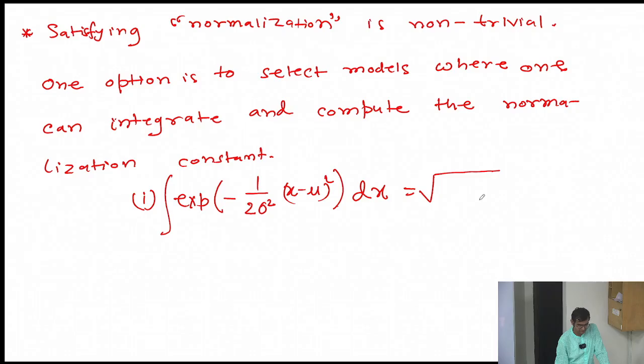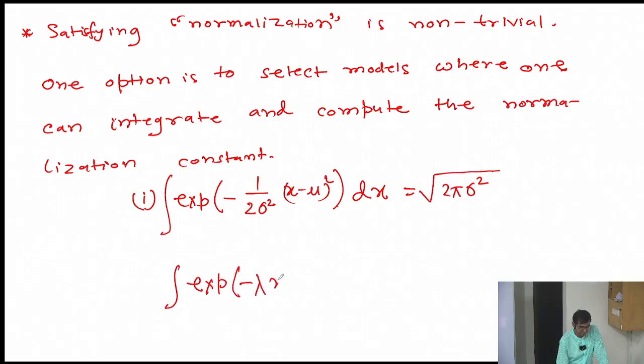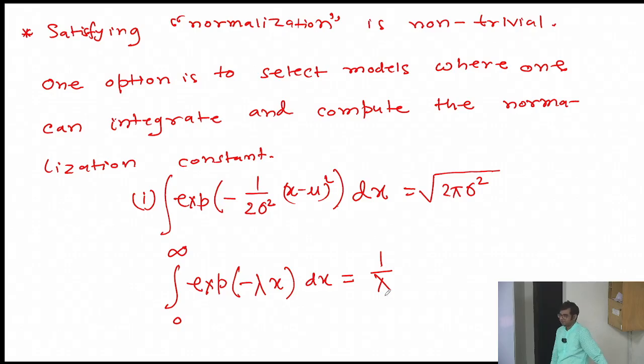Square root of 2 pi sigma square, or sigma root 2 pi, right? We know that. If we have, let's say, the integral of exponential of minus lambda x dx, going from 0 to infinity, then what do we get? Anyone knows? 1 by lambda. This is the exponential distribution, right? The PDF of exponential is lambda exponential of minus lambda x, and it is non-negative, so x goes from 0 to infinity. Okay. And similarly, you can think of others also.